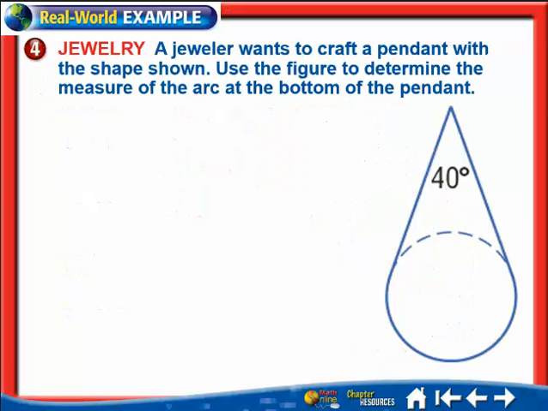Okay, here's a challenging one. There's only one number here, our angle measure. It says a jeweler wants to craft a pendant with the shape shown. Use the figure to determine the measure of the arc at the bottom of the pendant. So somehow I've got to find this bottom arc here. How am I going to do that?